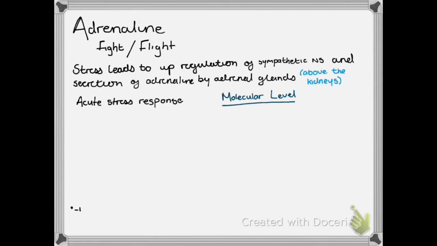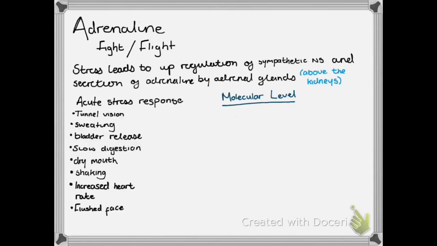So whilst we're talking about receptors and ligands and all that type of stuff, let's talk about some adrenaline. Adrenaline's a hormone which is caused by stress. Stress causes an increased regulation of the sympathetic nervous system and causes the adrenal gland to secrete this adrenaline. Your adrenal glands are a little bit above your kidneys. You may also hear it being called an acute stress response, and I'll give you some examples of symptoms or things that occur when adrenaline is released.